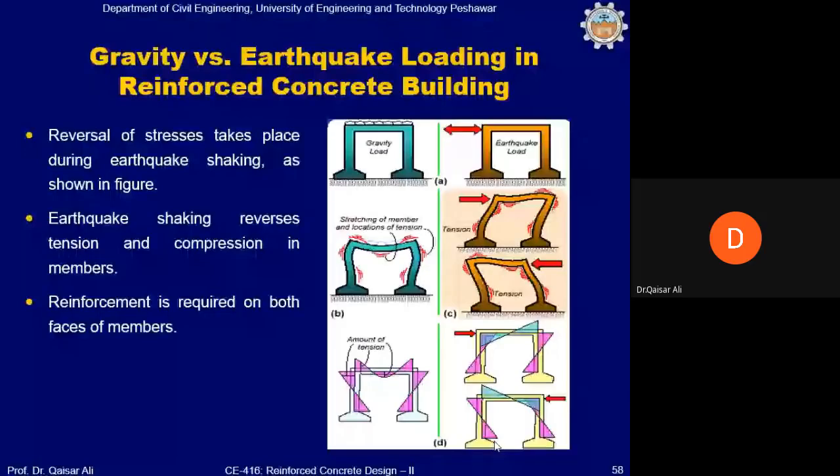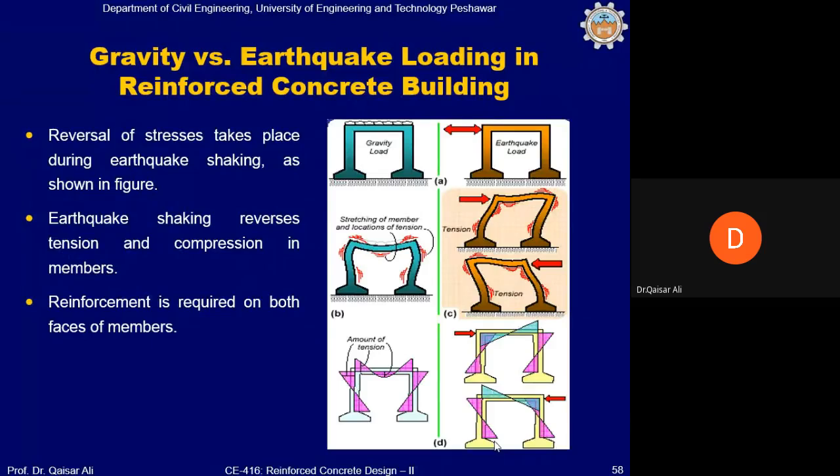Gravity load, and on the right, the same frame has been subjected to lateral loading. The load has been applied at the beam level, which is a story level, and you can see we have discussed this in the previous lecture that in the gravity load, bending moments are produced in the beam at mid-span with the tensile stresses occurring in the bottom portion of the beam, and tensile stresses produced in the upper part of the beam at the ends of the beam.